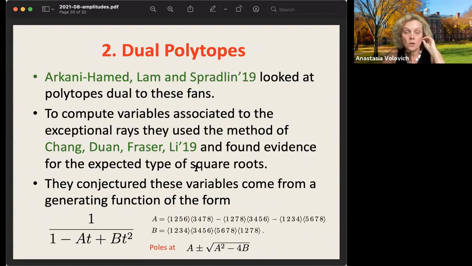Then there's a dual polytope. Arkani-Hamed, Lam and Spradlin looked at polytopes dual to these fans. They used this method of Fraser et al. and found evidence for the expected type of square root. So the goal was to look at the square roots. In our tensor diagram approach, we'll be using part of that, because they showed that these variables come from a generating function of the form. If you look at the poles of this generating function, these are exactly the square roots that we're interested in. Again, you heard this last year.